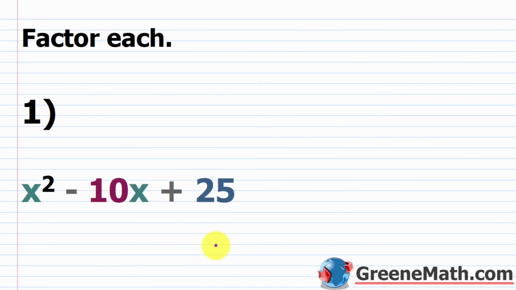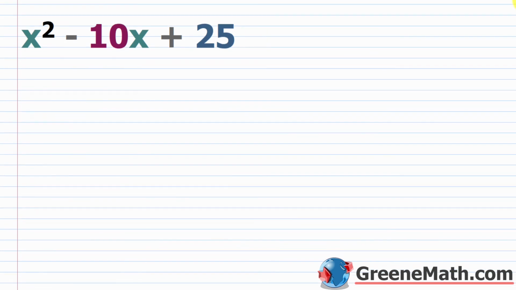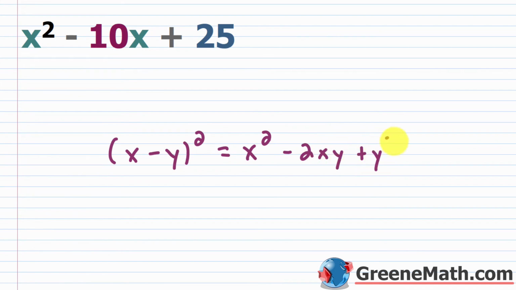All right, let's take a look at our practice test. We're told to factor each, and for this practice test, we're going to be using our special factoring formulas. So let's look at the first problem. We have x squared minus 10x plus 25. I want you to remember, if you have x minus y, quantity squared, this is x squared minus 2xy, and then plus y squared.